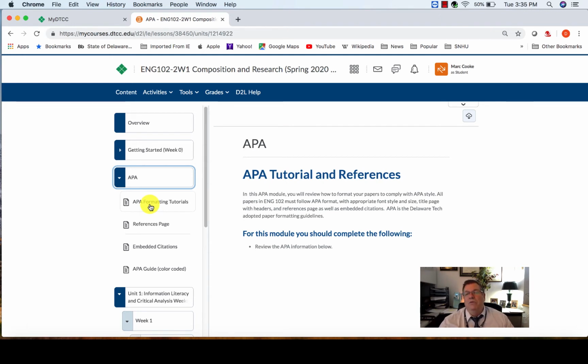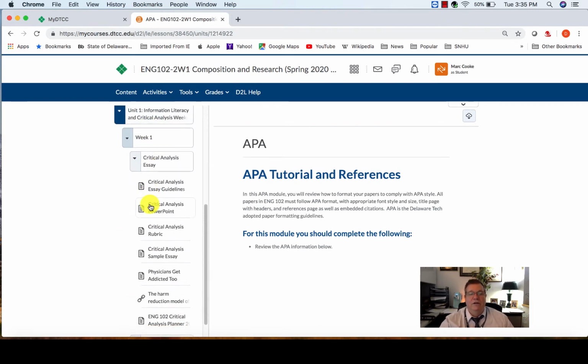I'll go a little bit more about APA later. Right now, I really want to just cover the guidelines and the paper itself so you kind of know what to look for and what you're going to be doing.